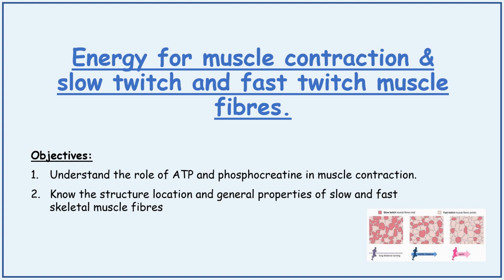Energy for muscle contraction and slow twitch and fast twitch muscle fibres. So the objectives are to understand the role of ATP and phosphocreatine in muscle contraction and know the structure, location and general properties of slow and fast skeletal muscle fibres.